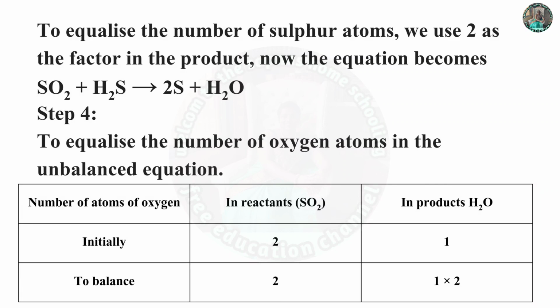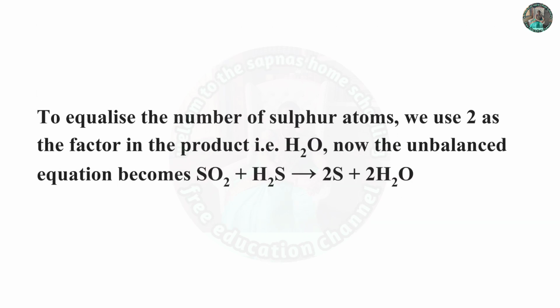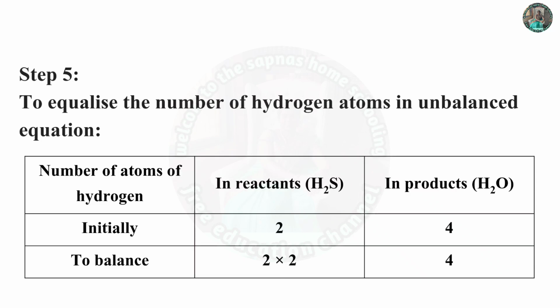Step 4. To equalize the number of oxygen atoms in the unbalanced equation. Here the number of oxygen atoms is given: how many initially, how many to balance, how many in the reactants and how many in the products. To equalize the number of oxygen atoms, we use 2 as a factor in the product, for example H2O. Now the unbalanced equation becomes SO2 + H2S = 2S + 2H2O. Step 5. To equalize the number of hydrogen atoms in the unbalanced equation. Number of atoms in hydrogen initially, to balance.